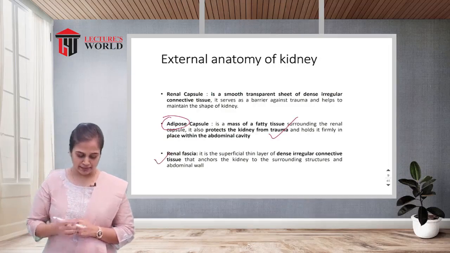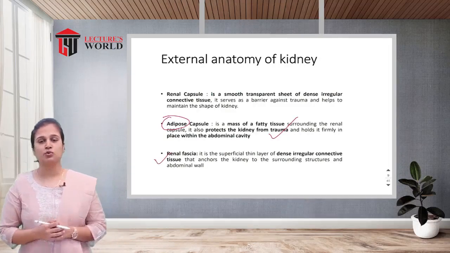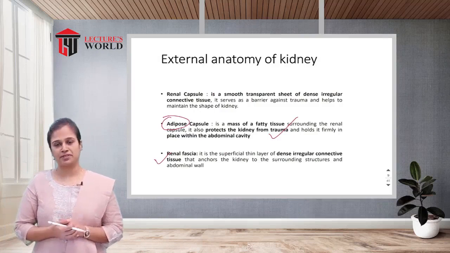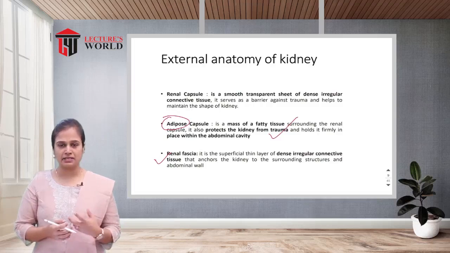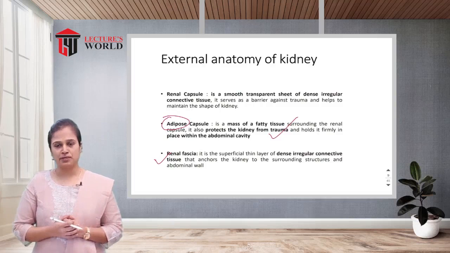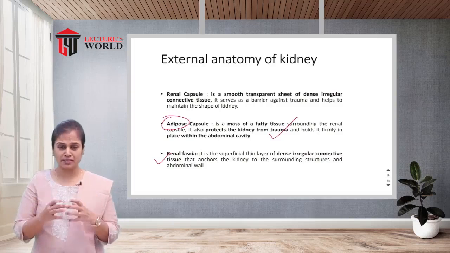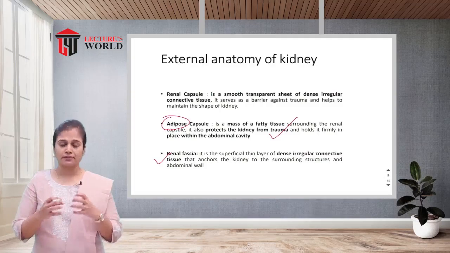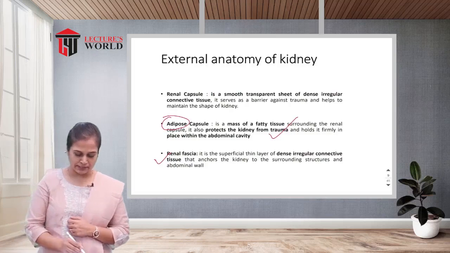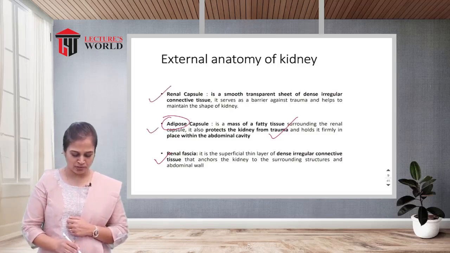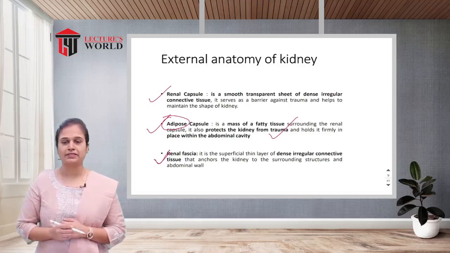The third layer is the renal fascia. It is the outermost layer and it is a superficial thin layer of dense irregular connective tissue, and it anchors the kidney to the surrounding structures and the abdominal wall. So it fixes the place of the kidney. So there are three layers: renal capsule, adipose capsule and renal fascia.